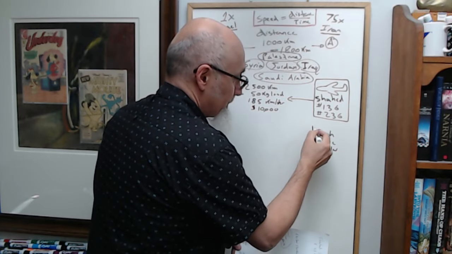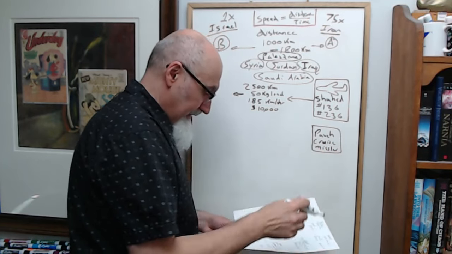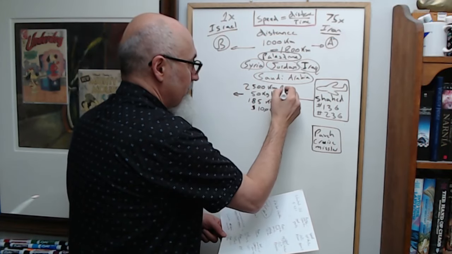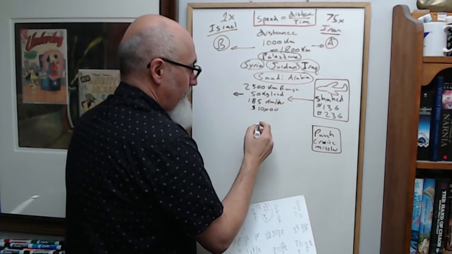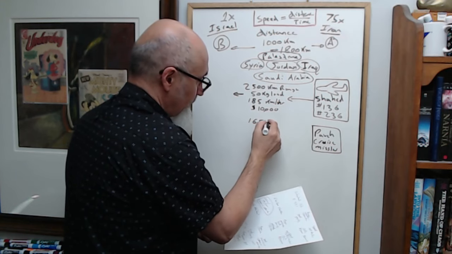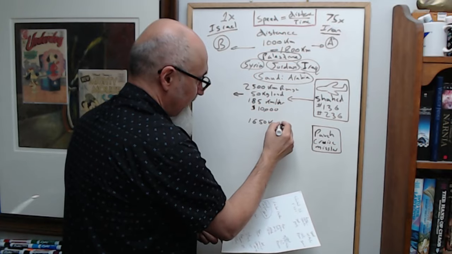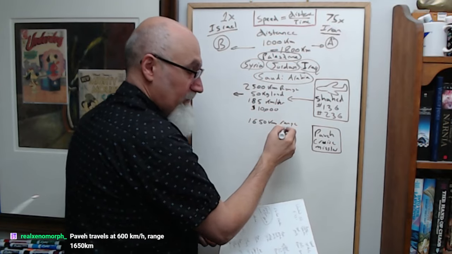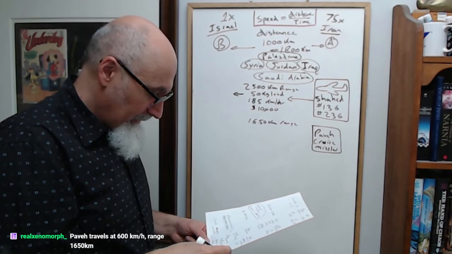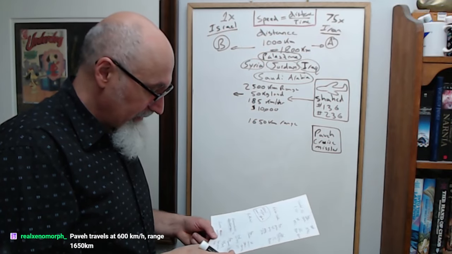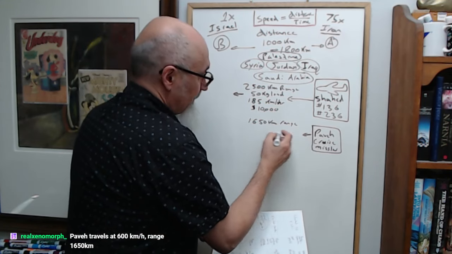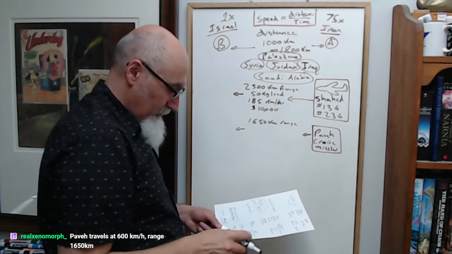So there's these ones. I couldn't find how fast they went, unfortunately. But the range is 1,650 kilometers. I'm sorry if I'm doing this in kilometers, not miles, but it is what it is. If anyone knows how fast they went, let us know or write it down.